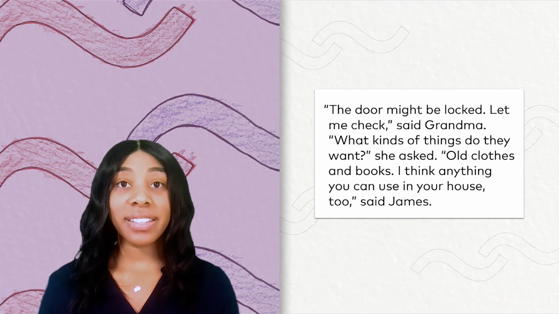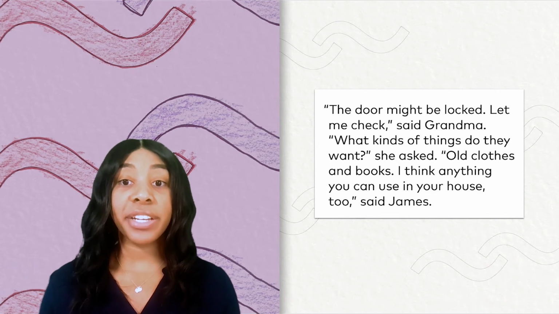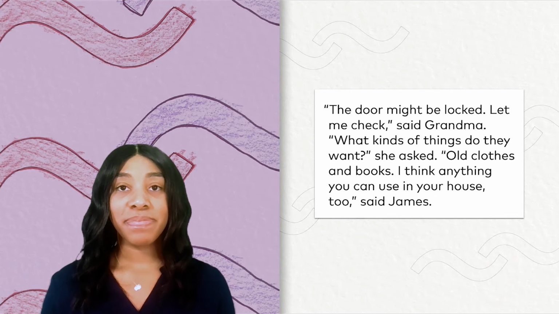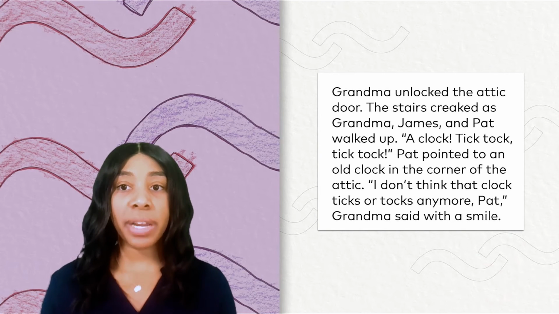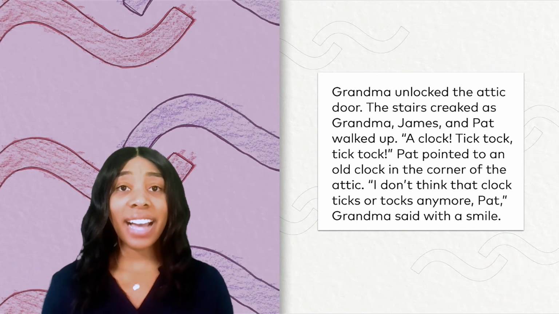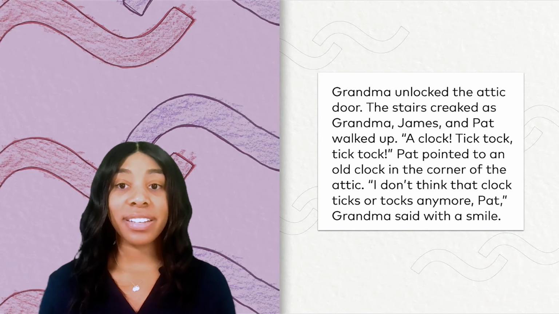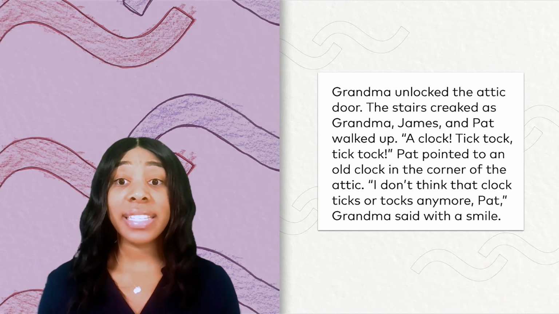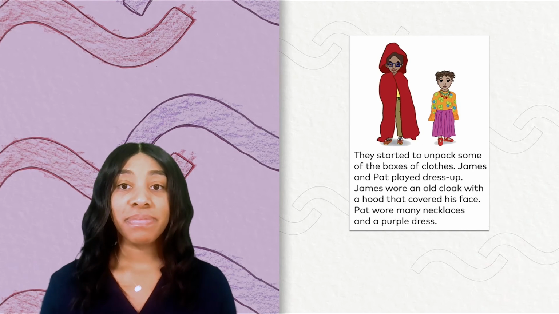The door might be locked. Let me check, said Grandma. What kinds of things do they want? She asked. Old clothes and books. I think anything you can use in your house, too, said James. Grandma unlocked the attic door. The stairs creaked as Grandma, James, and Pat walked up. A clock! Tick-tock, tick-tock. Pat pointed to an old clock in the corner of the attic. I don't think that clock ticks or tocks anymore, Pat, Grandma said with a smile.